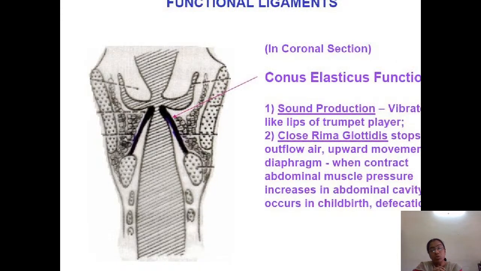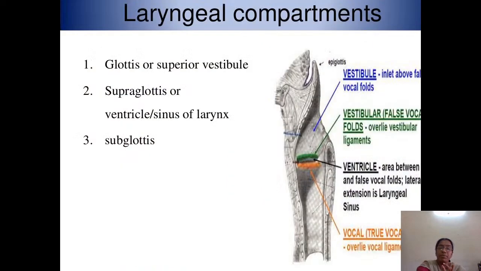Other than that, there is also one ligament called the conus elasticus, which is helpful for sound production and opening and closing of the glottis. So these are the ligaments. Up till now we have done the paired and unpaired cartilages, the ligaments and the membranes.